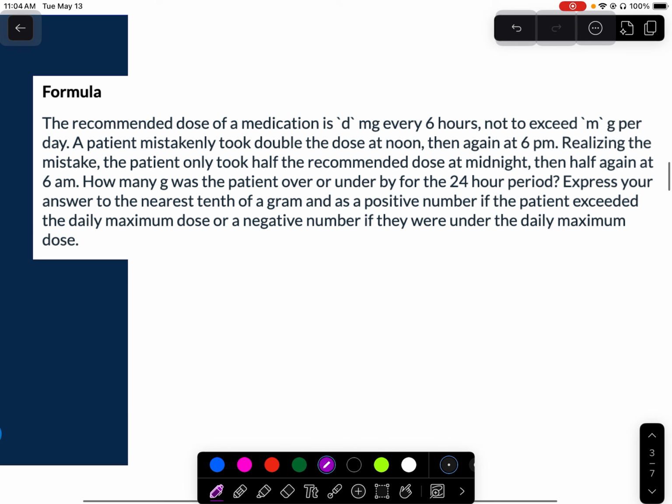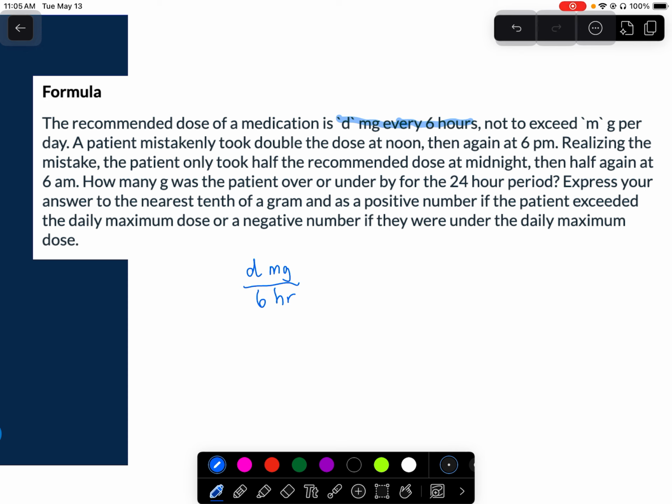Let's take a look at this one. I thought the ones that said formula were just a little odd, and I wanted to show you how to do one of these. It says a recommended dose of a medication is D milligrams every 6 hours. So I'm going to rewrite that statement, D milligrams every 6 hours, and I'm going to write it as a fraction, D milligrams over every 6 hours.